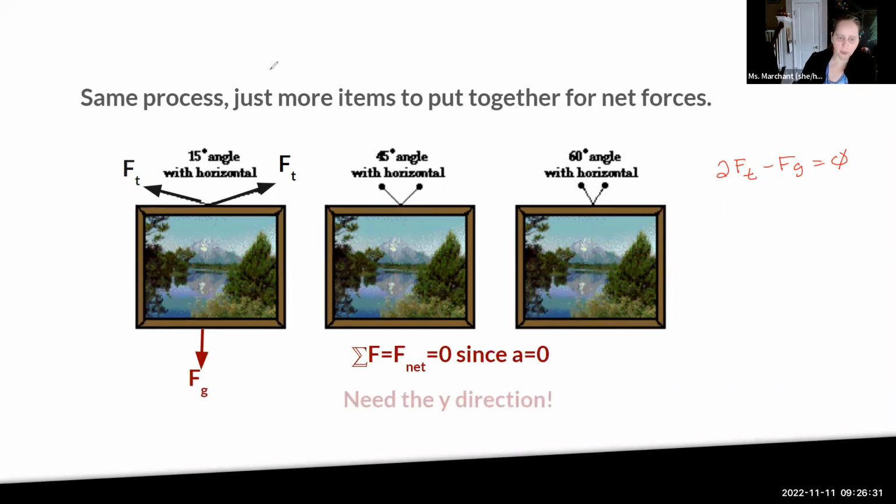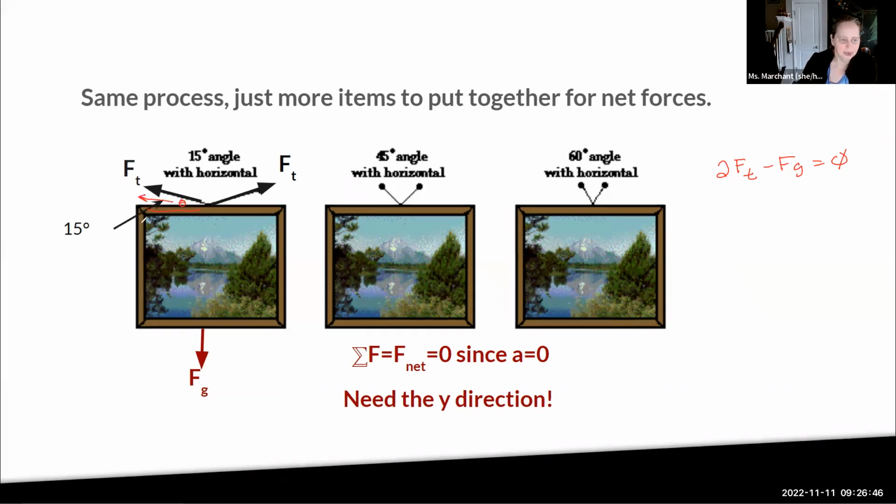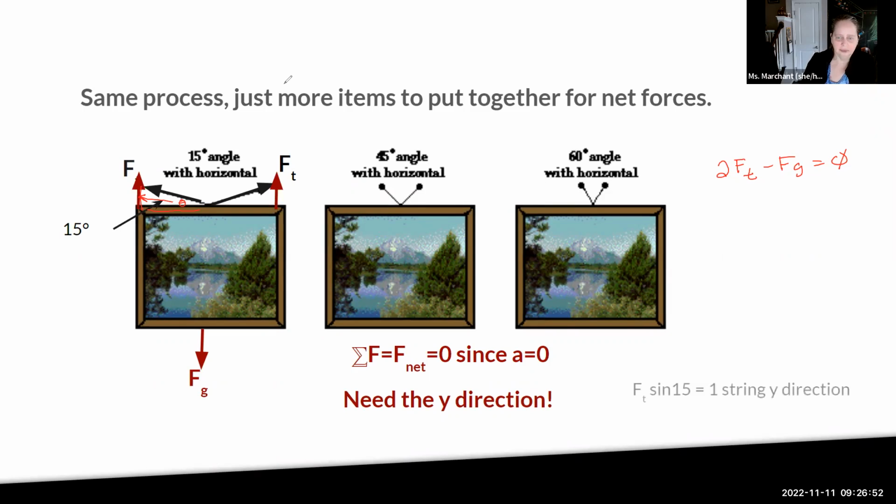So we know there is no acceleration because the picture frame isn't falling to the ground or floating to the ceiling. And with that 15 degrees at the horizontal, that means it's in this little area right here. We need the opposite side to make a triangle. So we're going to need that sine of 15. Okay. So one tension of one string is the force of tension times sine of 15 for the y direction.